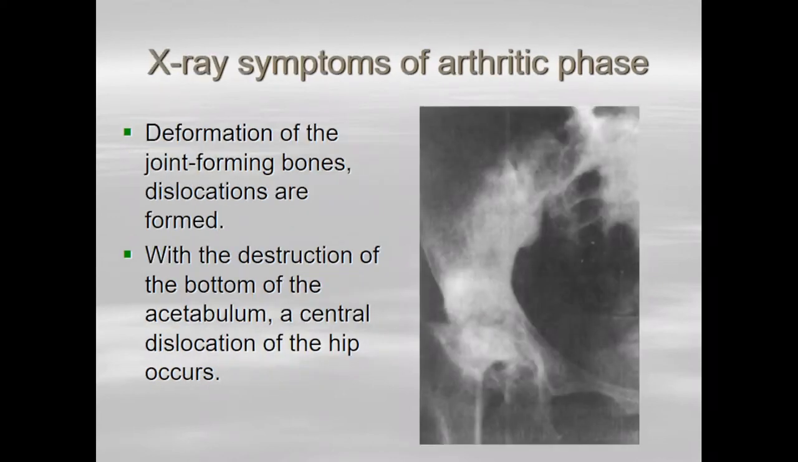X-ray symptoms of the arthritic phase. Deformation of the joint-forming bones, dislocations form, and with destruction of the floor of the acetabulum, central dislocation of the hip occurs.